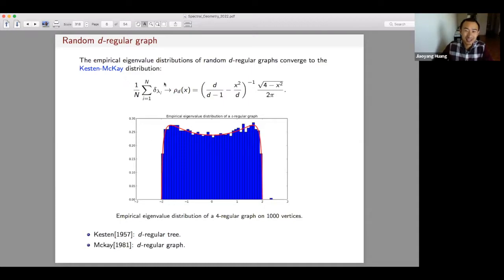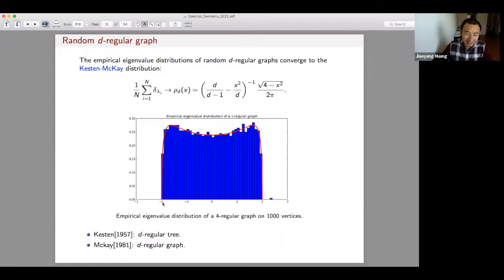If we denote the empirical eigenvalue distribution of the normalized adjacency matrix by 1 over n times the sum over i of delta at lambda_i, then this empirical measure converges to the measure rho_d, which depends on the degree d, and is now called the Kesten-McKay distribution. Explicitly, this Kesten-McKay distribution is given by this formula. It has two parts. The first part is just some factor dependent on d. And the second part, the square root of 4 minus x squared, is a semicircle from minus 2 to 2.